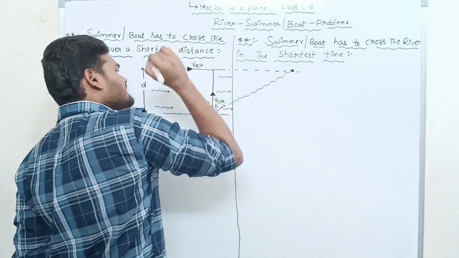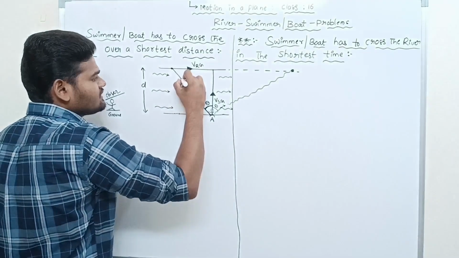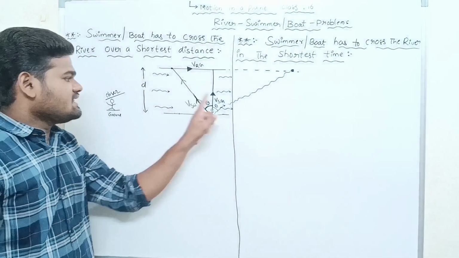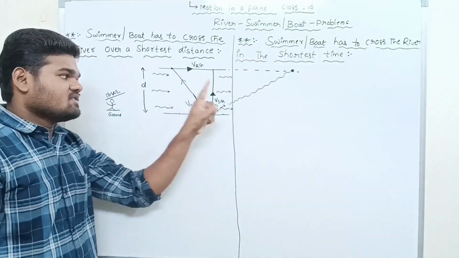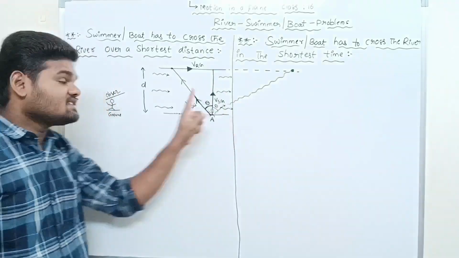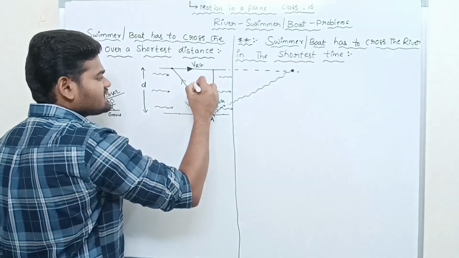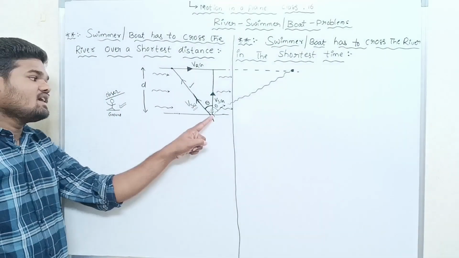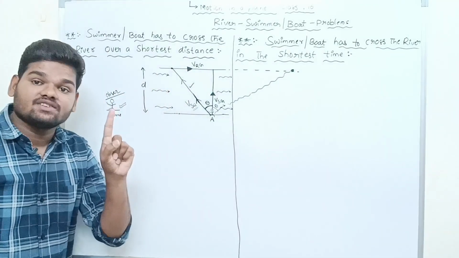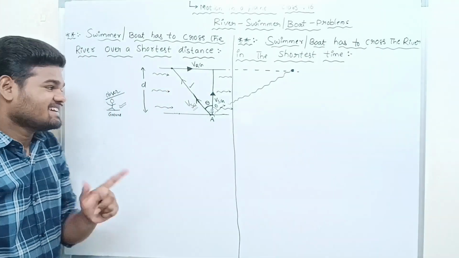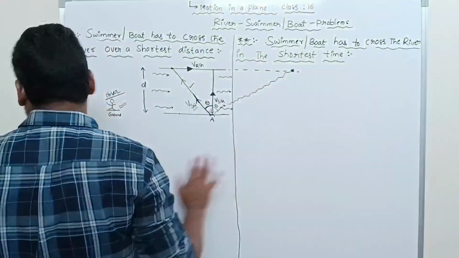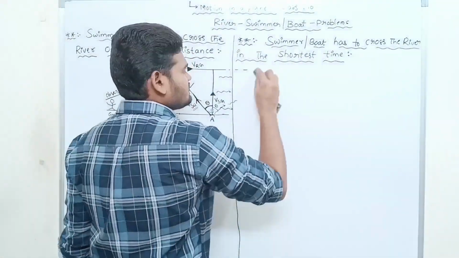Now he reached the other end of the bank of river. Have a look. In these two cases, what is the shortest distance? Absolutely, this path gives the path of the swimmer to cross the river over the shortest distance. Are you getting it? Right. So I'm just going to draw roughly all these things.